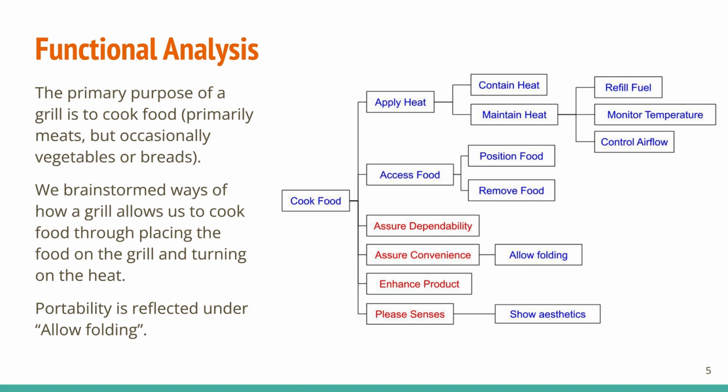Functional analysis, we started with cooking food. We then went into applying heat and access of food. For applying heat, containing heat and maintaining heat is key, and that comes from refueling fuel, monitoring temperature, and controlling airflow. For access to food, that includes position and removal. Then there's also assured dependability, assured convenience, and enhanced product, as well as please senses.